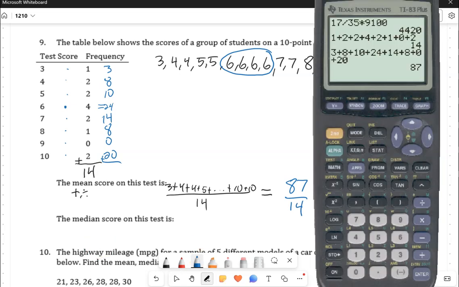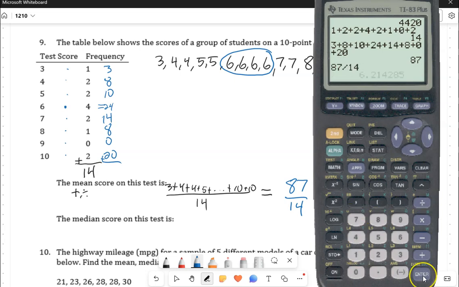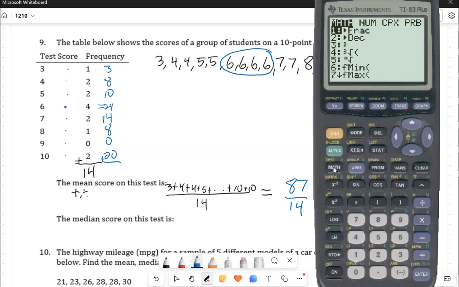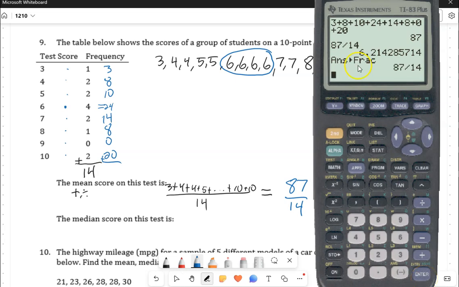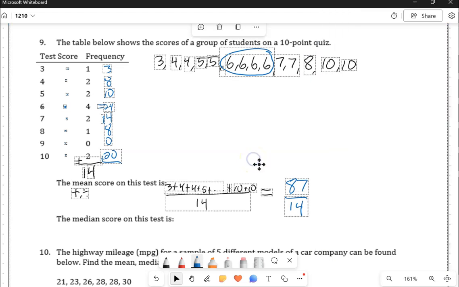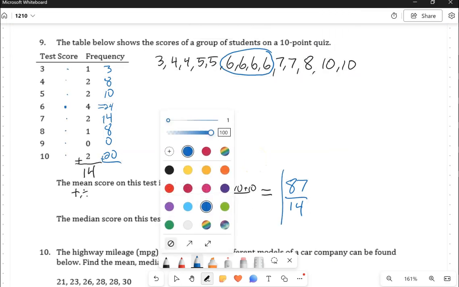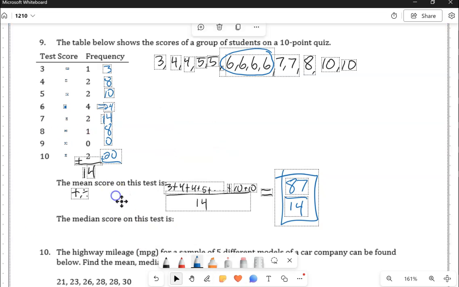When you go to divide, let me first do a quick fraction. It does not reduce. If we were to do the division, we would then ask ourselves, where do we round? Meaning, how bad do we want our answer? If we call this 6, that's bad. 6.2, not as bad. 6.21, better. 87 over 14, perfect. Don't round unless it asks for it. That's the mean.